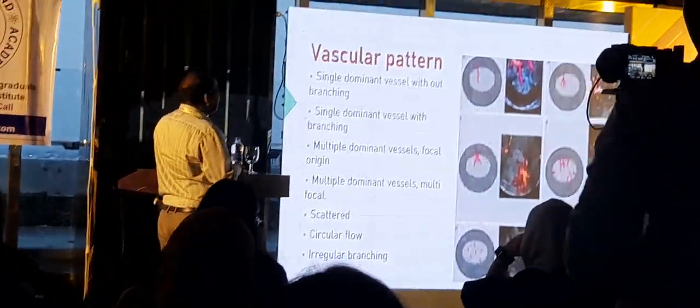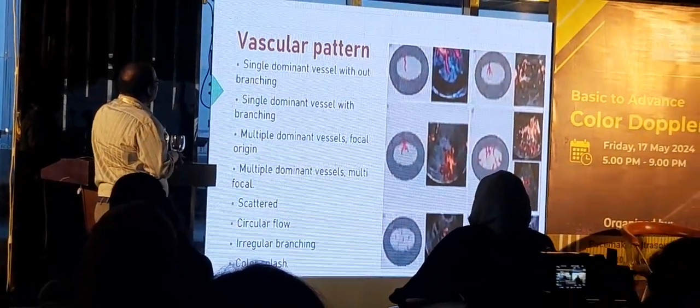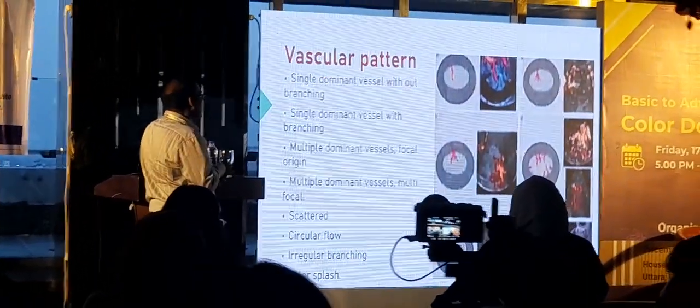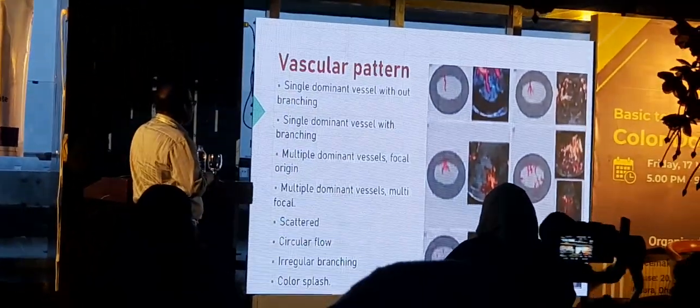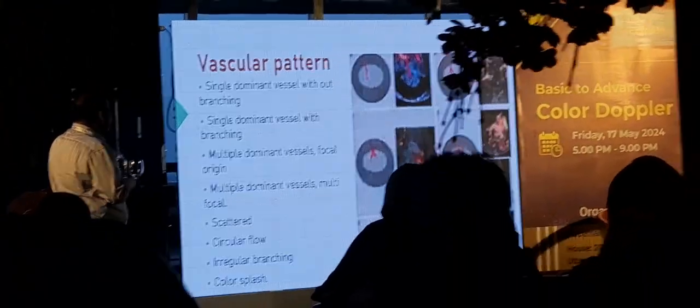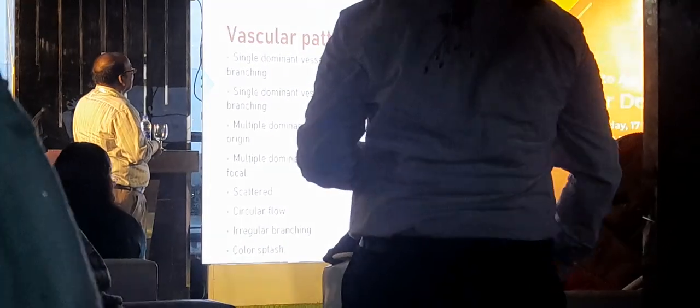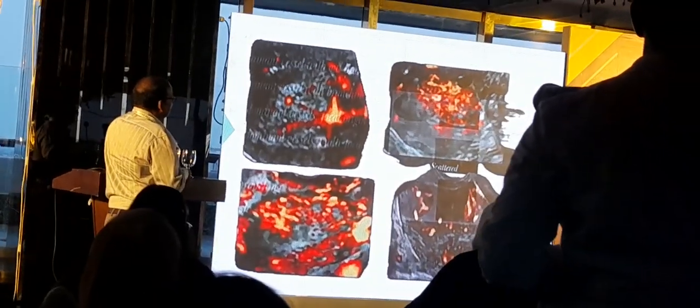Vascular pattern: single dominant vessel without branching. Branching is very important. Single dominant vessel with branching, multiple dominant vessels, focal origin, multiple dominant vessels, multifocal origin, scattered, circular flow, irregular branching, and color splash. It indicates the color pooling of the organ. Look at this. There are changes according to the pooling of the organ.